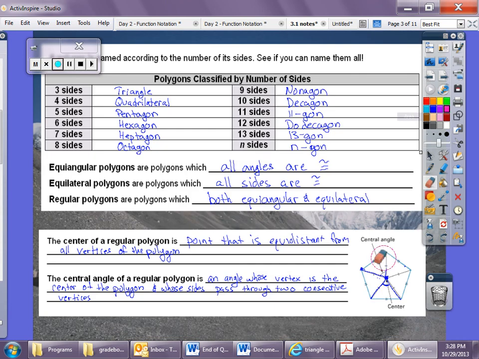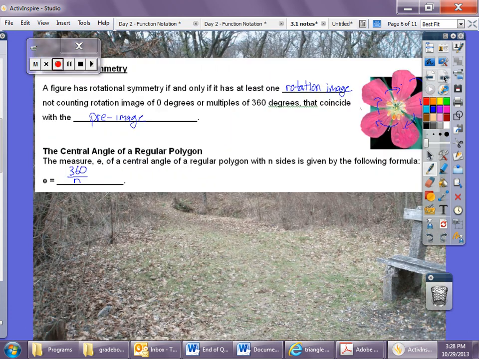So when we look at this, there's 1, 2, 3, 4, 5 sides, 5 angles. And if we think about this, this forms a circle. So a circle around it is 360. So we can divide that 360 by 5. So each angle will be 360 divided by 5 degrees. So that is how you find the central angle of a regular polygon. You take 360 divided by the number of sides there are. And that was 3.1 symmetry in polygons.